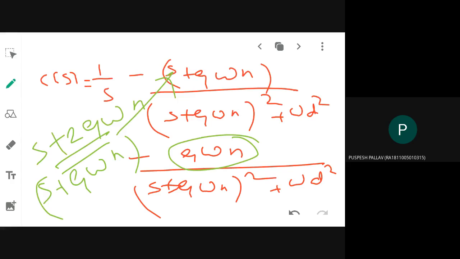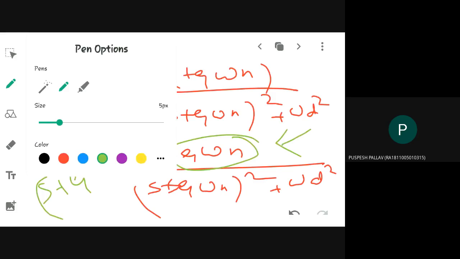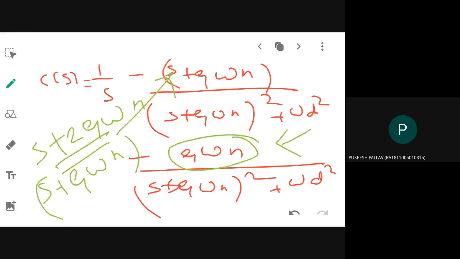Now, if you see this equation, if you want to take the inverse Laplace transform, now it will be a little bit easy, or is it difficult? What do you say? If I take inverse Laplace transform for this equation, if I want to take 1 by s's inverse Laplace transform, then what will be the answer that I will be getting? Inverse Laplace of 1 by s is 1.